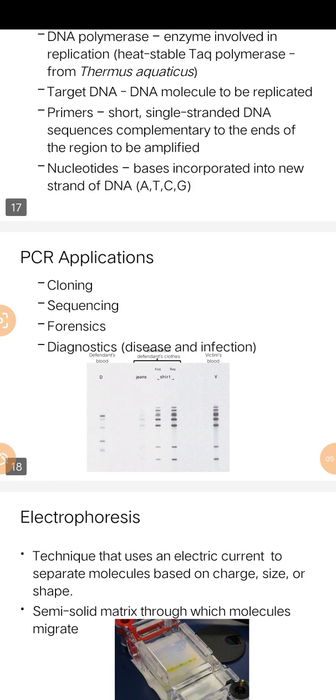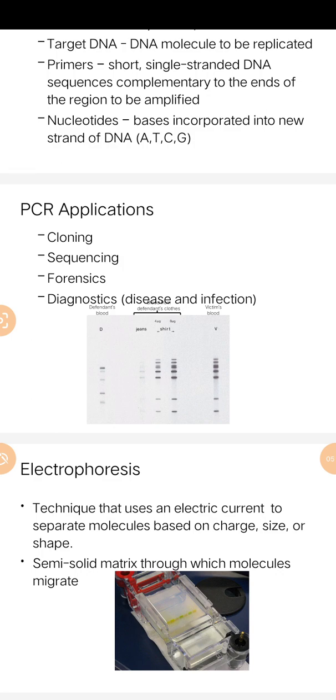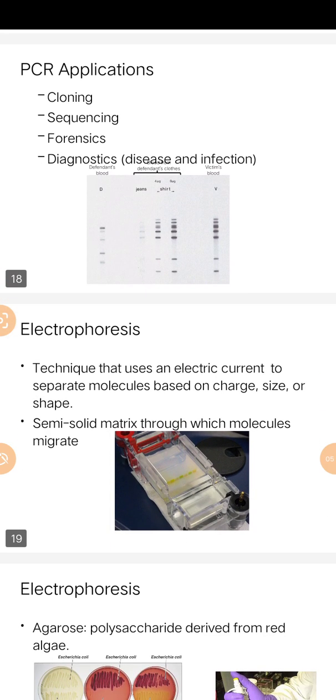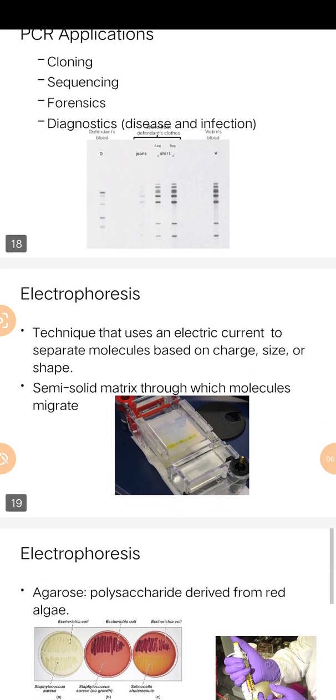The third one is primer, which is a short single-stranded DNA sequence complementary to the ends of the region to be amplified. The last and the most important one is nucleotides, the bases incorporated into new strands of DNA, that is adenine, thymine, cytosine, and guanine. PCR can be used in cloning, sequencing, forensics, and diagnosis of disease and infection.